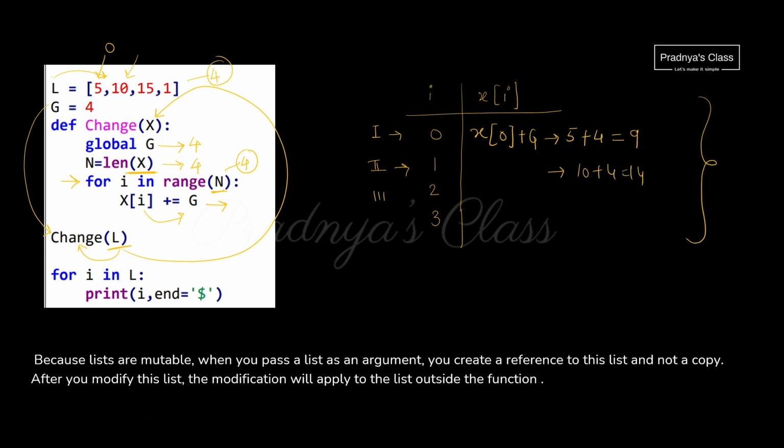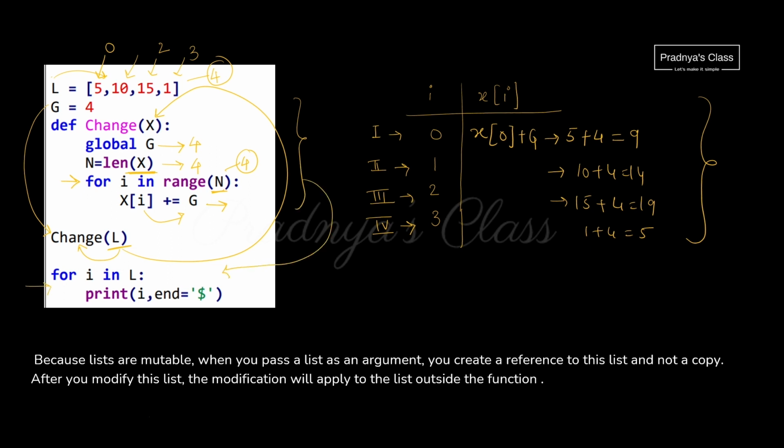Moving ahead to the third pass, the value of I will be 2. At the second index, we have element 15. Then it will be 15 plus 4, that is 19. Moving ahead to the next pass, the value of I will be 3. At the index 3, we have element 1. 1 plus 4 will be 5. All the iterations are over, we will come back to the main program.